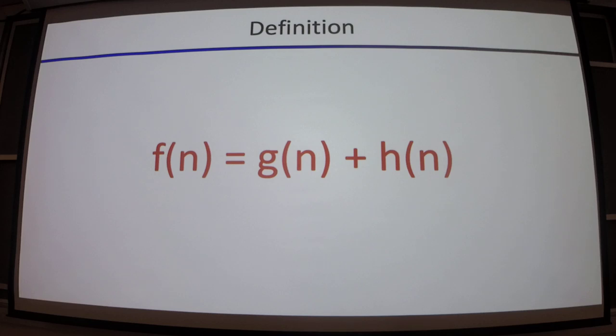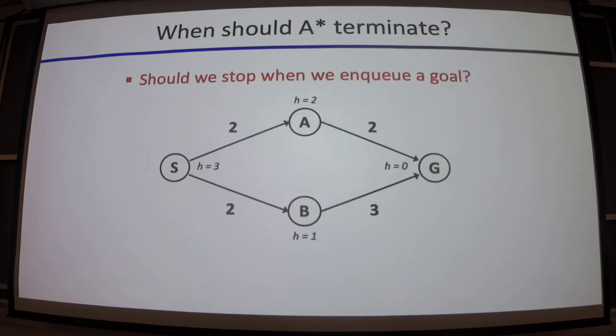Okay. When should we stop? Should we stop when we push a goal into our priority queue? Who says yes, we should stop? Okay, who says no? Well, let's look at this example specifically. What's our priority queue? We start by pushing S. S has a backward cost of 0, because this is the start. It has a heuristic of 3, because that's how I've defined it here, for an f cost of 3.